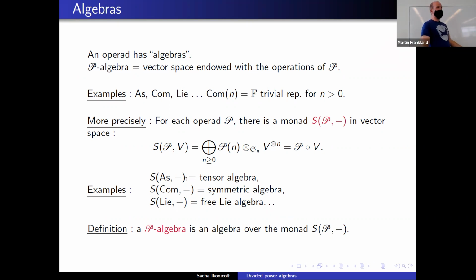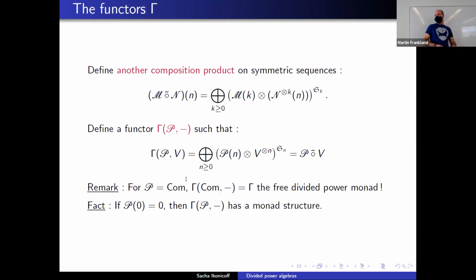But I'm not here to talk about algebras over an operad. I'm here to talk about divided power algebras over an operad. So now that I defined all of that, I have to give, again, the same definition, but slightly changed. Let's define another composition product on symmetric sequences that we define the same way, except that instead of tensoring over the symmetric group, we are going to take the submodule of invariants under the action of the symmetric group. And we can again define a functor gamma P this time that will send a vector space V to P circle tilde, which is this new composition product, sometimes called the restricted composition product, with that symmetric sequence V concentrated in arity 0.